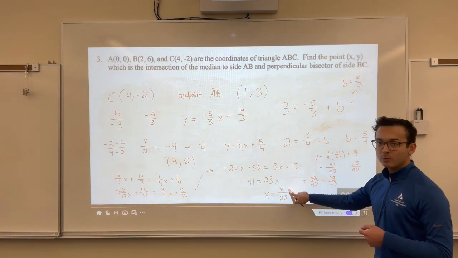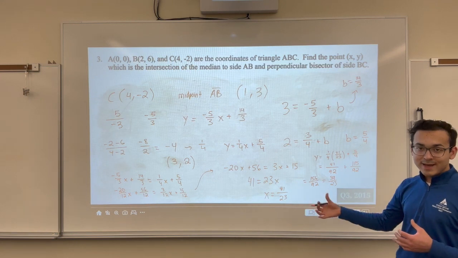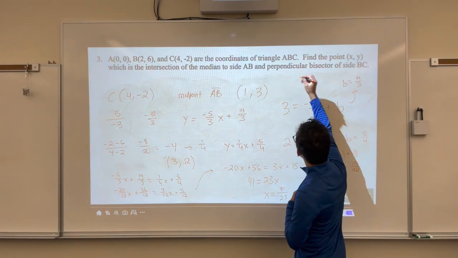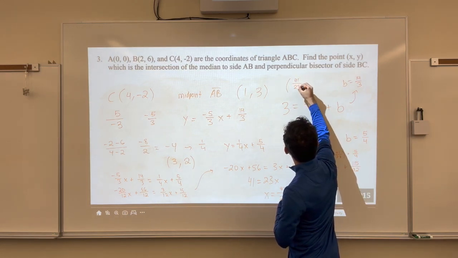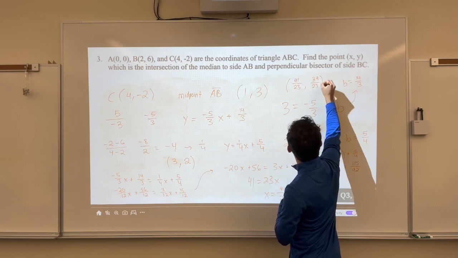So the x-coordinate is 41 over 23. The y-coordinate is 39 over 23. So our final answer, we have room up here, so let's write it. The answer would be 41 over 23, comma, 39 over 23.